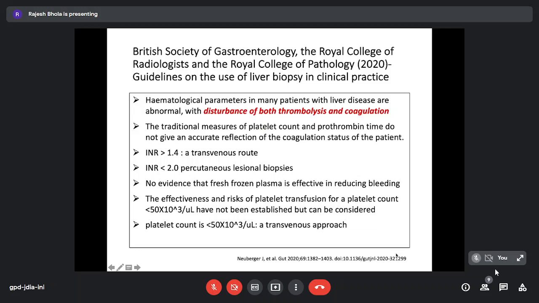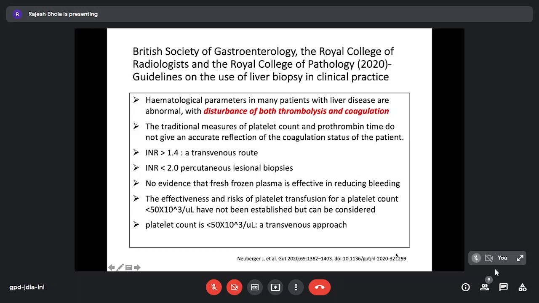But one can safely do a percutaneous lesional biopsy even with an INR of 1.4 to 2.0. But whenever the INR is more than 2.0, the preferred route must be a transvenous route. And there is no evidence that FFP, or fresh frozen plasma, is effective in reducing the bleeding manifestation.